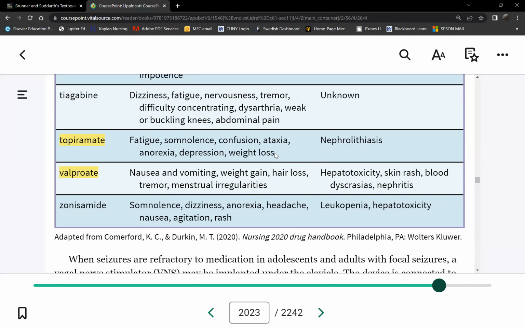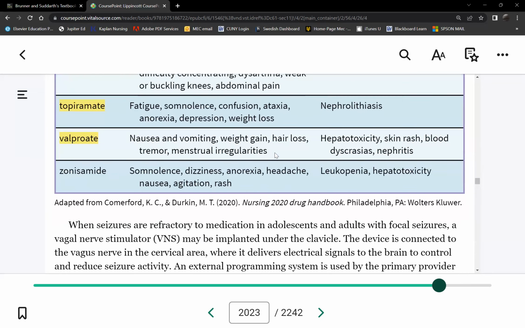All right, so this is a drug chart. As usual, what will you be tested on? Serious side effects and nursing responsibilities. Of course, nursing responsibilities apply to the side effects. What do you teach the patient? What do you monitor?